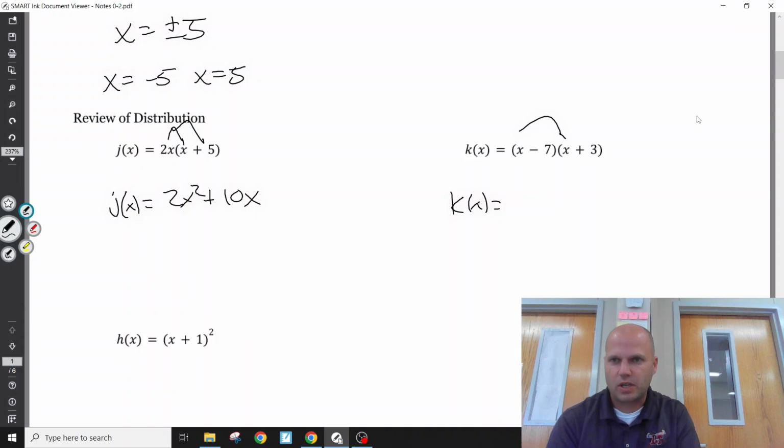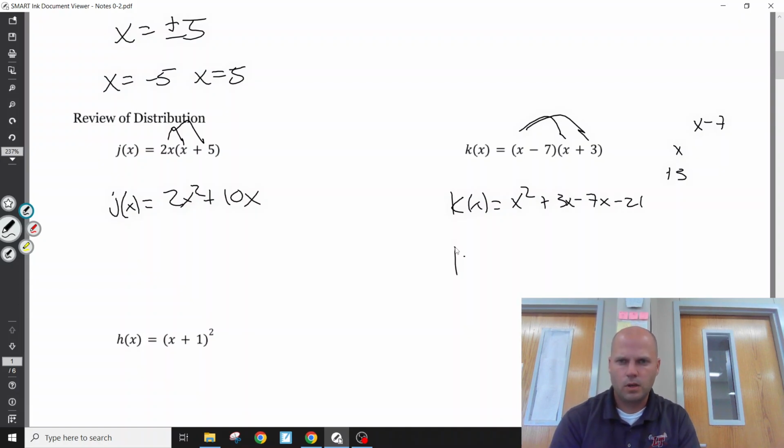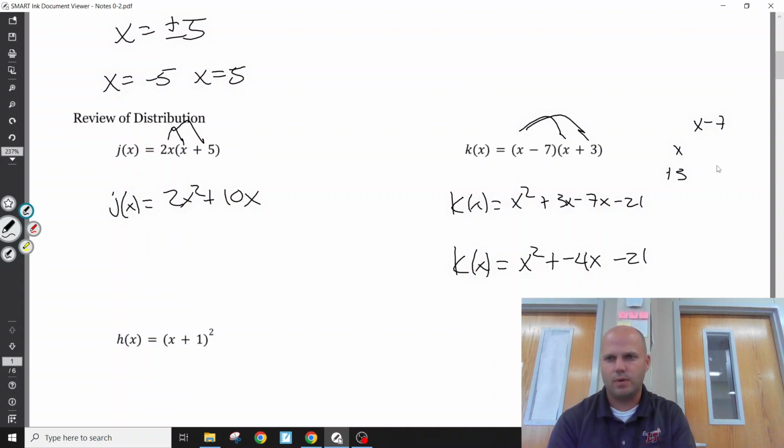A lot of people sometimes use the box, x minus 7 times x plus 3. A lot of people use arrows. I'm more of an arrow guy. You get x squared, you get 3x's, you get negative 7x, and you get negative 21. What you'll find is that you will combine your x's to get negative 4x's, and we'll talk about how we can find that a little bit easier in the future.